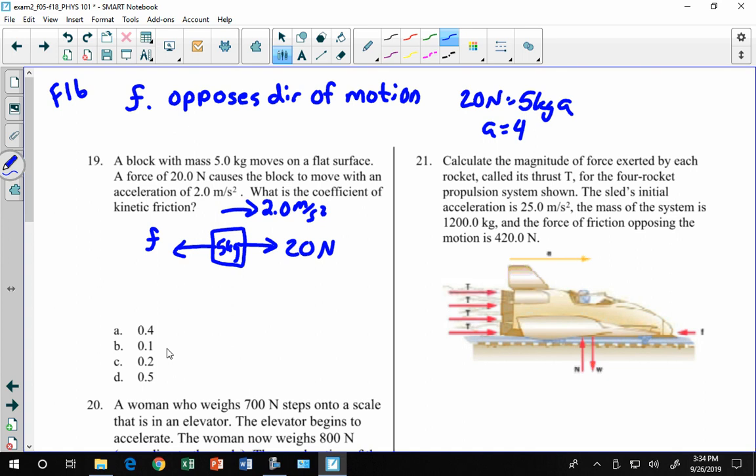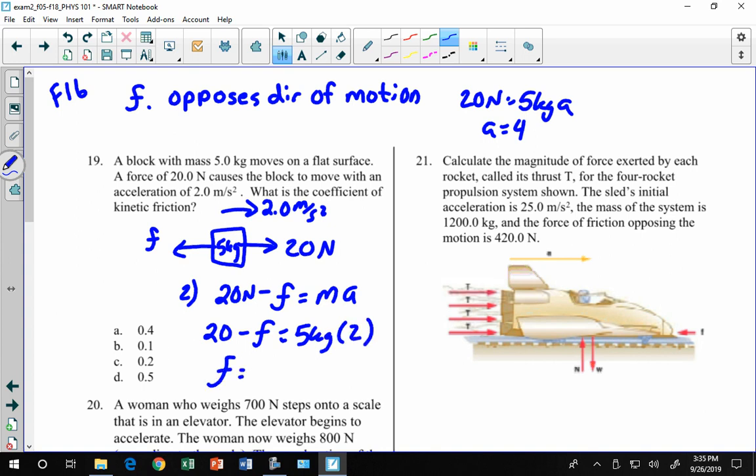I draw my free body diagram. Now I apply Newton's second law. That's step number 2, which is that 20 newtons minus the frictional force equals the mass times the acceleration. So 20 minus F equals 5 kilograms times 2. So F is equal to 20 minus 10, or 10 newtons. So my frictional force is 10 newtons.